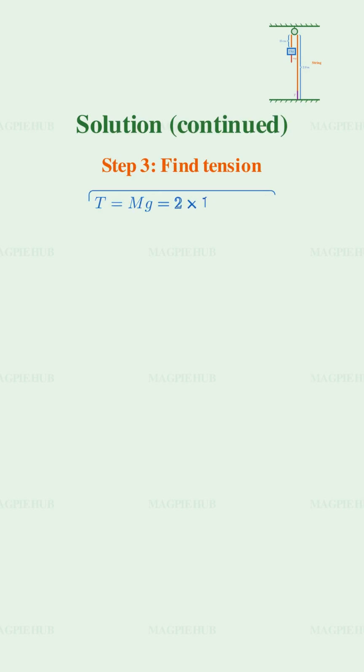Step 3. Find the tension in the string. The tension equals the weight of the hanging block. T equals M times g, which is 2 times 10, giving us 20 newtons.